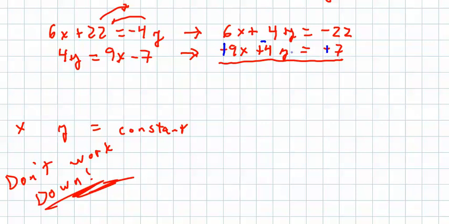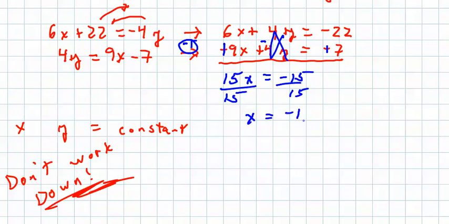All right? I multiplied by -1, which changed the signs. Now I have 15x, these cancel, equals -15. Divide by 15, divide by 15, I get x equals -1.